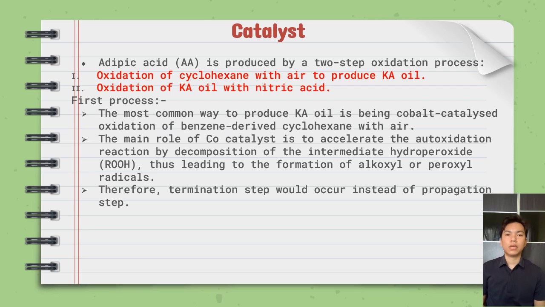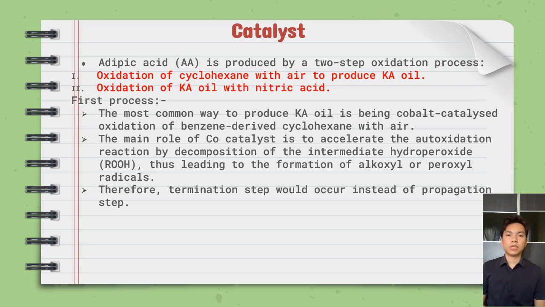Now I will proceed with the catalysts involved in the production of adipic acid. As you know, there are two ways to produce adipic acid, which are the oxidation of cyclohexane with air to produce KA oil, and the second process is the oxidation of KA oil with nitric acid. Now I will start with the first process.